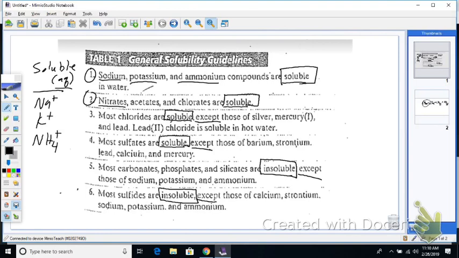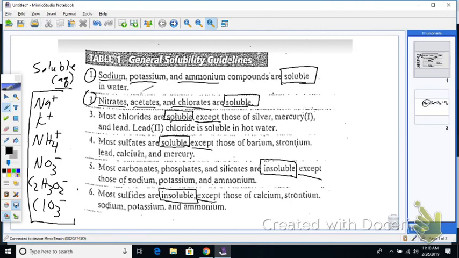Okay? Same with number 2. What do you look for? These are all soluble. So nitrates. Anybody know the formula of nitrate? NO3. Acetate. C2H3O2. And chlorate is ClO3. So guess what?